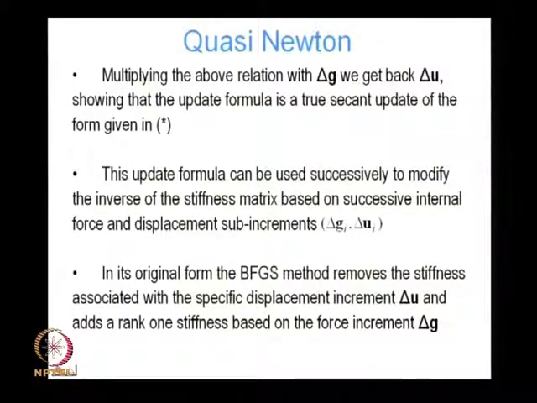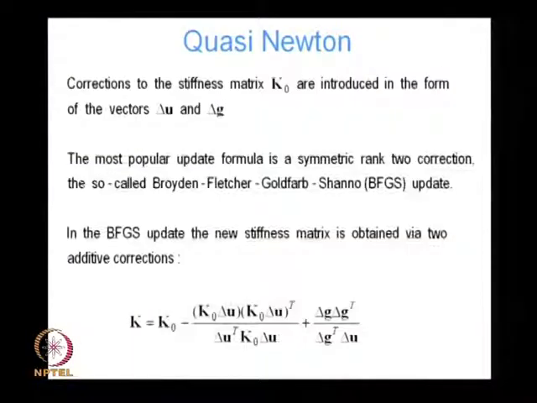Now, in its original form, the BFGS method removes the stiffness associated with the specific displacement delta U and adds a rank 1 stiffness based on the force increment delta G. Let us go back and take a look again. So, it takes the projection direction delta U, removes it, adds the delta G. So, all the changes to that K0 are occurring in the delta U direction.